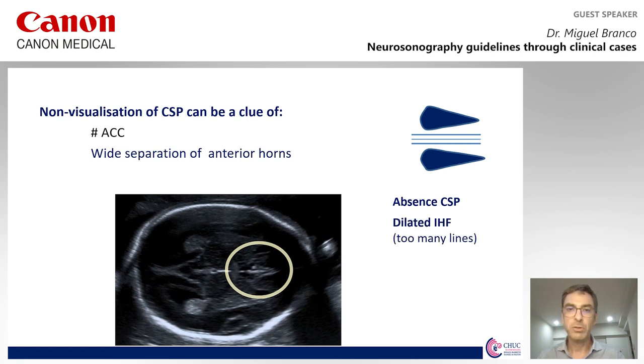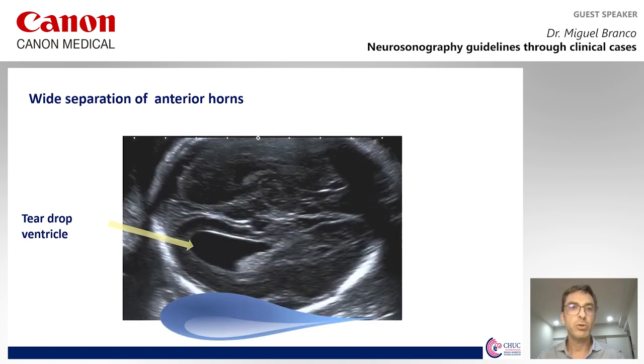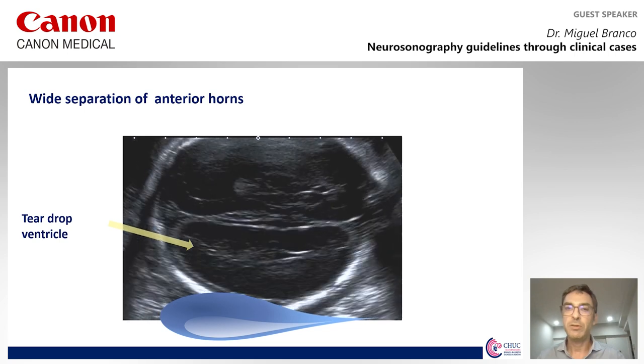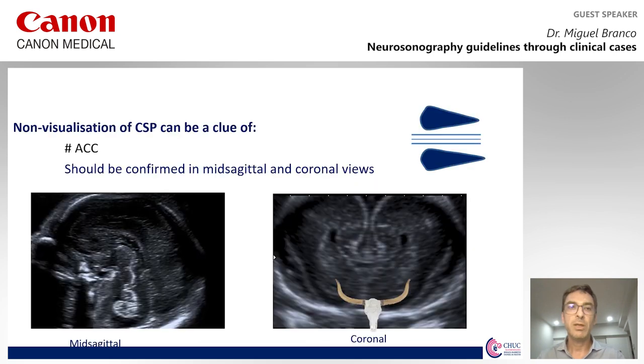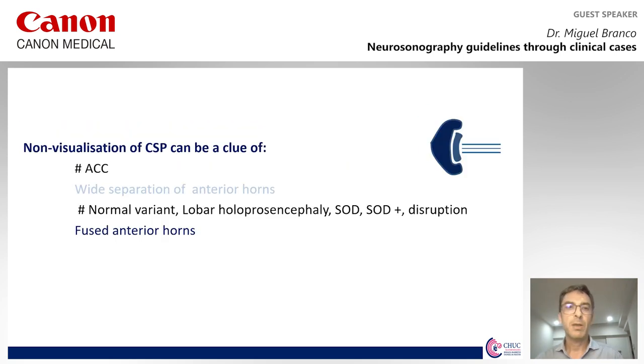In this situation, we have an absent CSP with a dilated interhemispheric fissure, which associated with a teardrop ventricle is very suggestive of agenesis of the corpus callosum. That must be confirmed in mid-sagittal and coronal views. Absence of CSP with fused anterior horns is very suggestive of agenesis of the CSP.